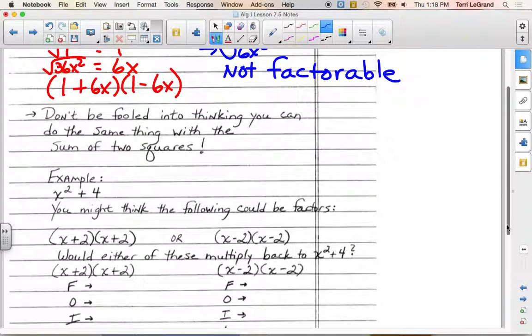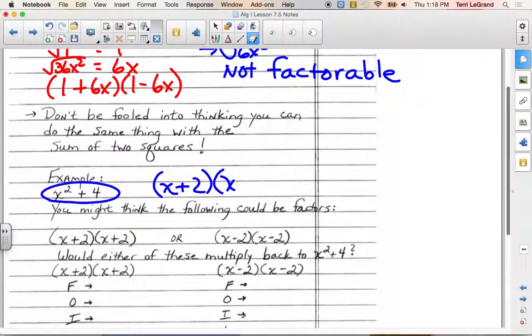Okay, now I say, don't be fooled into thinking you can do the same thing with the sum of squares. What does sum mean? Addition, you added something together. So, sum of two squares. I give an example here, x squared plus 4. You might think you can factor this. You might say, oh, we learned just a little while ago that you just do this. It's just this easy. I can just say the square root of x squared is x and the square root of 4 is 2, and I'll put addition in one and subtraction in the other and I'll have my answer.